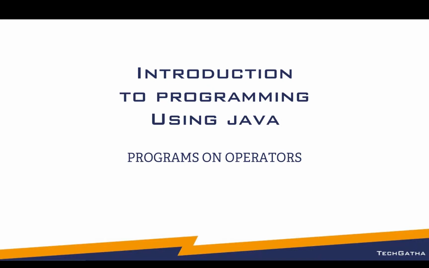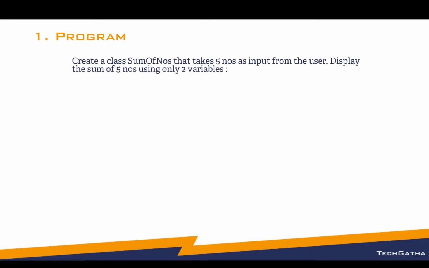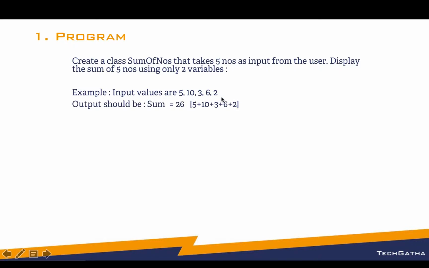So let's get started. Suppose that you have a program where you want to create a class and it takes 5 numbers as input from the user. You want to display the sum of 5 numbers, but the major challenge over here is you have to do that using only 2 variables. For example, I have input values as 5, 10, 3, 6, 2. The output that I need is the addition of all these numbers, that is 26.